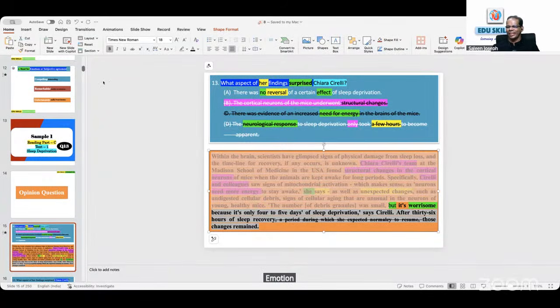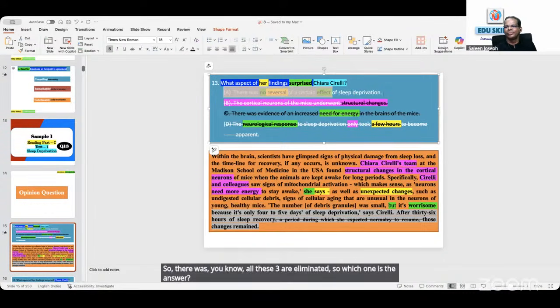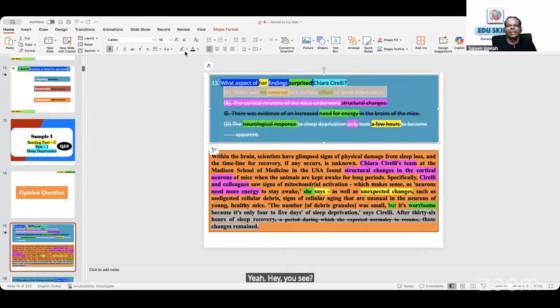Emotional expression is there. Because it's only 4 to 5 days of sleep deprivation, says Chirelli. After 36 hours of sleep recovery, those changes remained. Changes, damage to the brain, everything remained. So all these three are eliminated. So which one is the answer? A is the answer. Right.